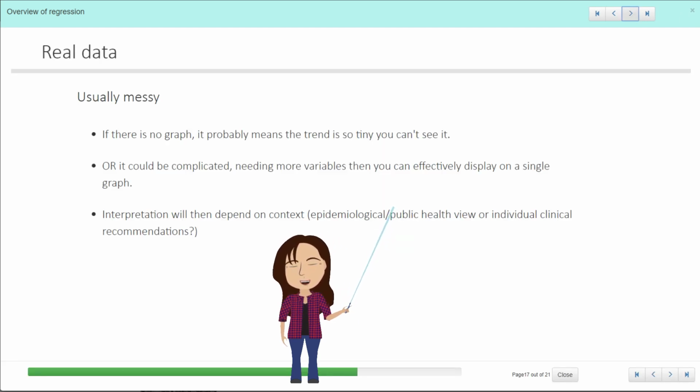So real data is usually very messy. I really like having graphs where possible, but sometimes the trend is so tiny you can't see it, and we do have to be a little bit skeptical here sometimes if the trend is really, really tiny. If there's no graph, it could also mean that the relationship is just very complicated and it needs a lot of variables, and so it's not possible to put it all on the same graph, such as with the previous example. And the interpretation obviously always depends on context. Is there a benefit at the epidemiological or the public health level if it's a really tiny effect? Is there enough of an impact that it's something that you would recommend one-on-one in sort of a clinical situation?